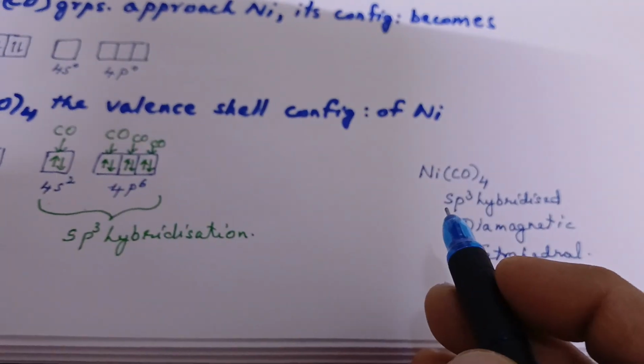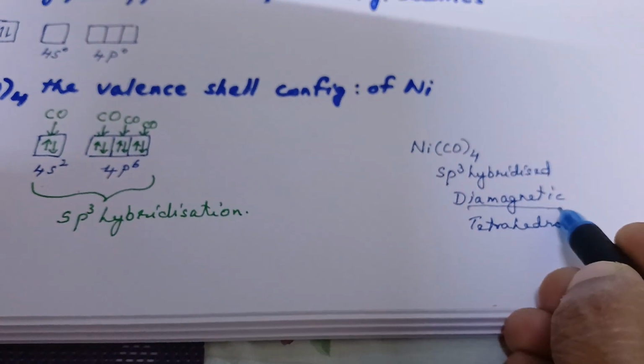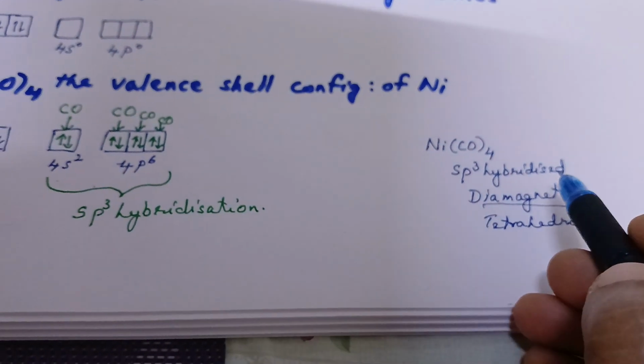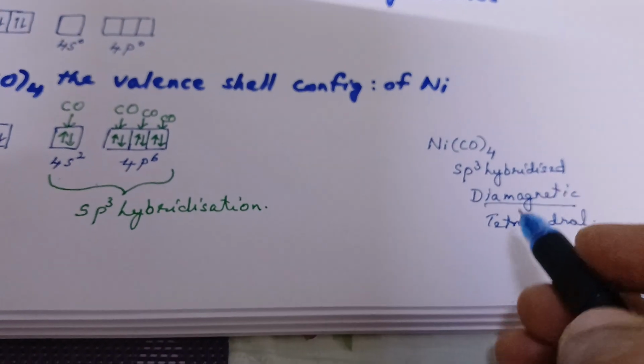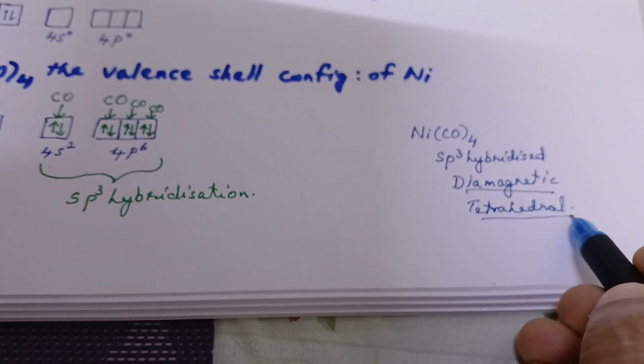So nickel carbonyl is diamagnetic. No unpaired electrons. It is an sp3 hybridized complex. It's diamagnetic and its geometry is tetrahedral.